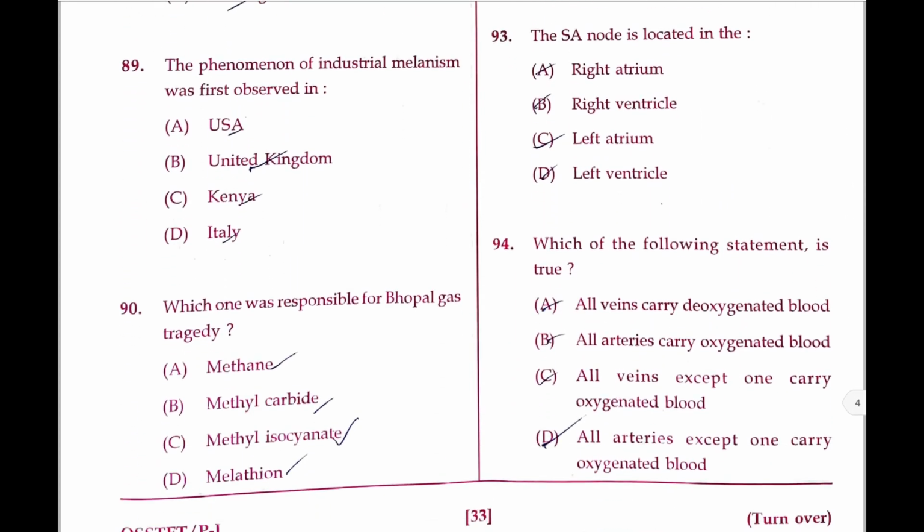Next, the phenomenon of industrial melanism was first observed in dash. The answer is option A, that is USA. Next, which one was responsible for the Bhopal gas tragedy? The answer is methyl isocyanate, option C. Recently a web series called Human was released on Disney Plus Hotstar. That was actually based on the Bhopal gas tragedy.